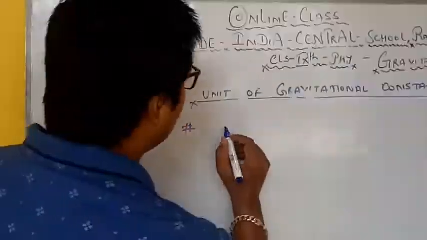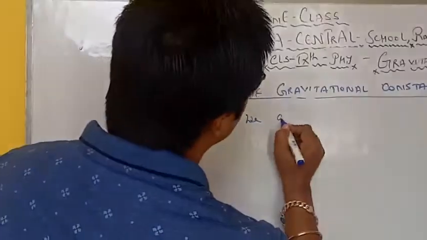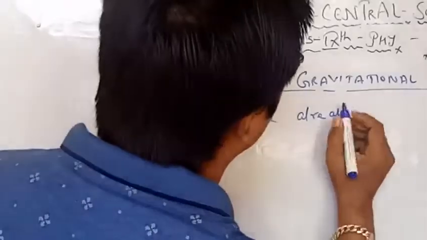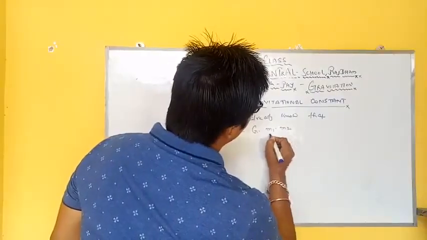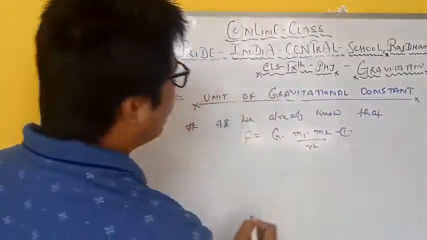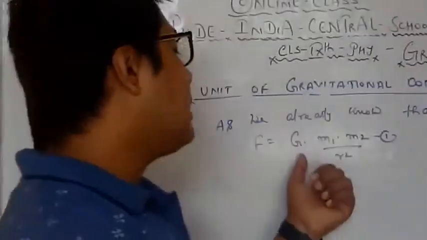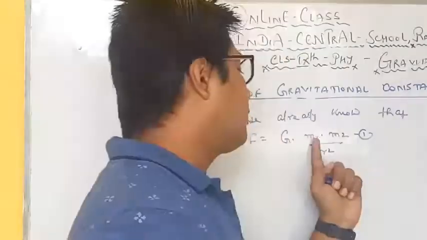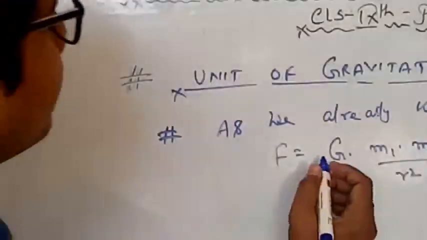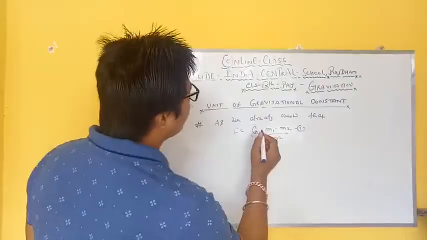As we already know, F is equal to G into m1 into m2 divided by r square, where F is the force, G is the gravitational constant, m1 and m2 are the masses of body 1 and body 2, and r is the distance, so distance square. Now if I need to find G, what will I have to do?